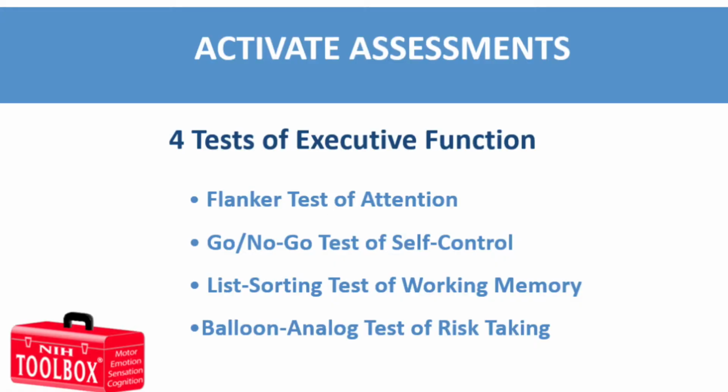Now, there are 4 tests of executive function. One is a flanker test of attention, and you see that illustrated on the top row here. This is one of the tests in the NIH toolbox of executive cognitive function tests. The NIH constituted a panel of experts, recognizing how important it is to be able to measure executive cognitive function in children and actually throughout the lifespan.